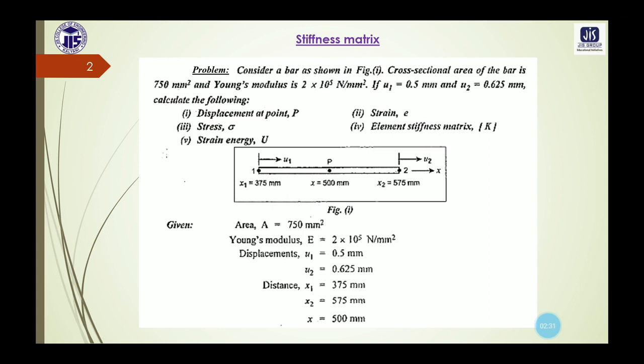So what you can see in this diagram is that for this bar section there are two different nodes at its each end, which are node 1 and node 2, and in node 1 the nodal displacement u1 is given as 0.5 millimeter, and in node 2 the nodal displacement u2 is given as 0.625 millimeter.